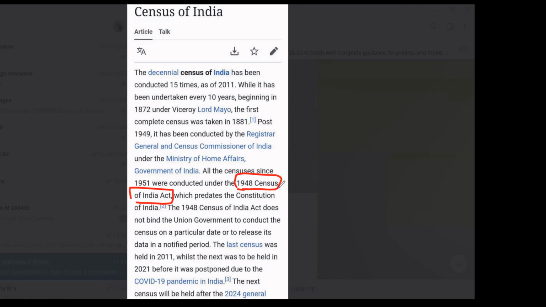It is a statutory act which gives the power to the Centre according to List 1 to do the census, but it does not bind the Union government to conduct the census on a fixed date. That's why this time we conducted the elections first. Elections are over, and now the census will be conducted. So this is the second point.